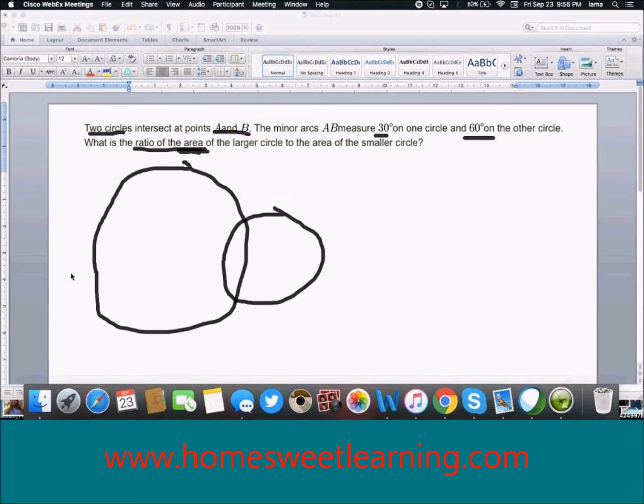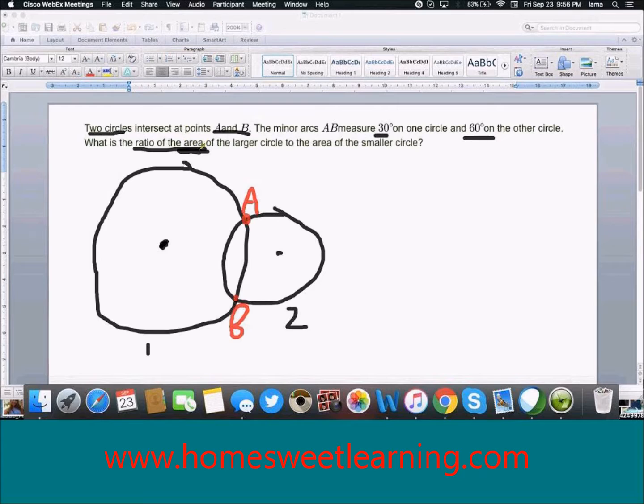So I'll just get a different color here. Point A, and this is point B. These two points right here. And then, obviously it's a circle, so it has a center. So we'll just say this is the center. We'll call this one circle 1, and this is circle 2. All right, so we have a little picture, and we go back to what we're trying to find.